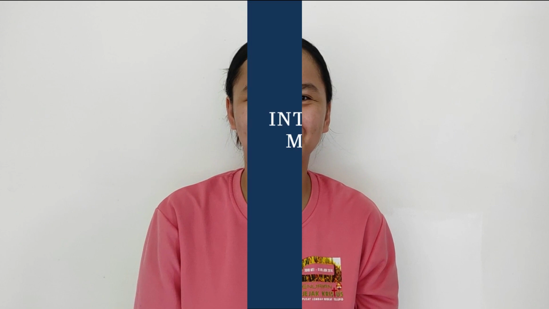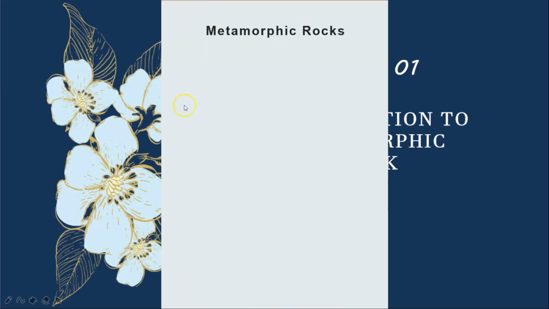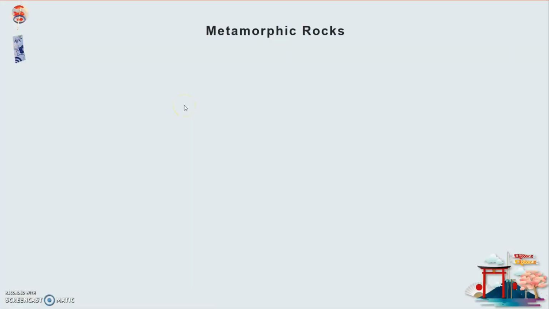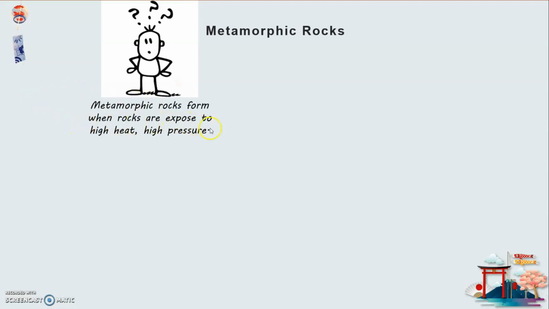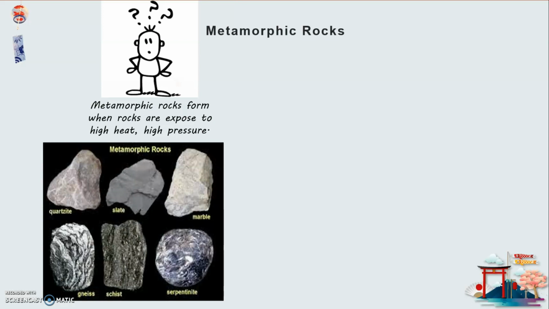Our group will present about metamorphic rock. Metamorphic rocks. What is metamorphic rocks? And how does metamorphic rocks form? Metamorphic rocks form when rocks are exposed to high heat and high pressures. These are the examples of metamorphic rocks.